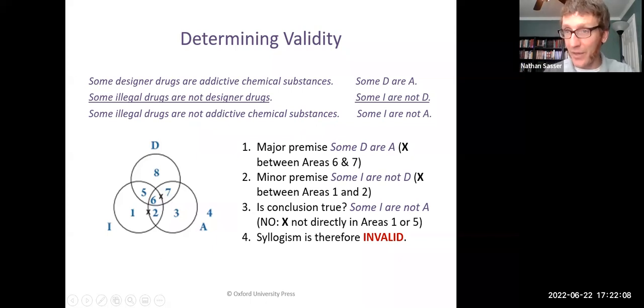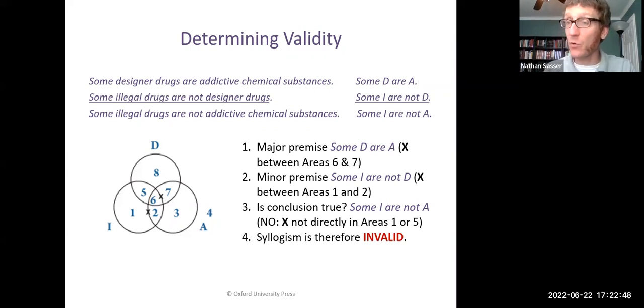Now, if we were to diagram that conclusion, some I are not A, then we would have to have an X. Here's the I circle, and the not A part is area 1 and area 2, area 5. If this was a valid argument, then there would be an X already in area 1 or in area 5 or on the border between 1 and 5. But there's not. So therefore, it's not valid. Because the premises don't necessitate that conclusion. They haven't already baked in the truth of the conclusion.